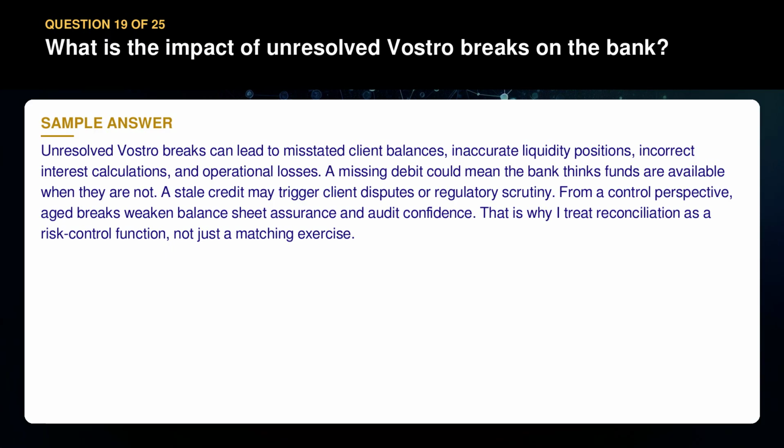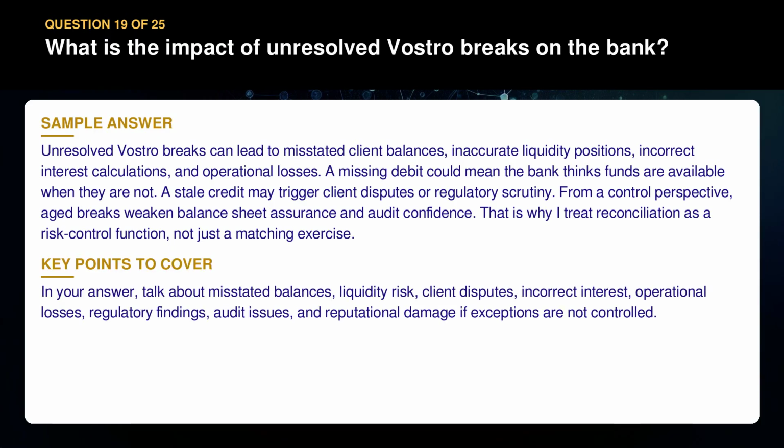Unresolved Vostro breaks can lead to misstated client balances, inaccurate liquidity positions, incorrect interest calculations, and operational losses. A missing debit could mean the bank thinks funds are available when they are not. A stale credit may trigger client disputes or regulatory scrutiny. From a control perspective, aged breaks weaken balance sheet assurance and audit confidence. That is why I treat reconciliation as a risk control function, not just a matching exercise.